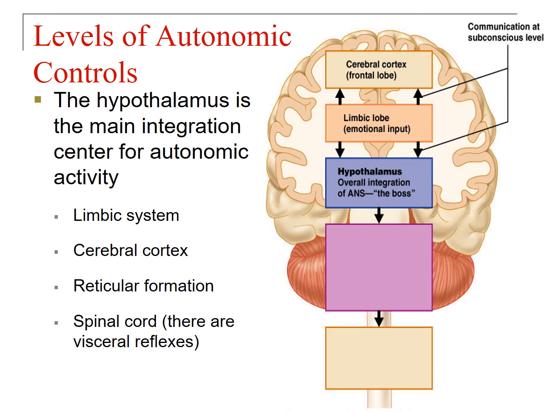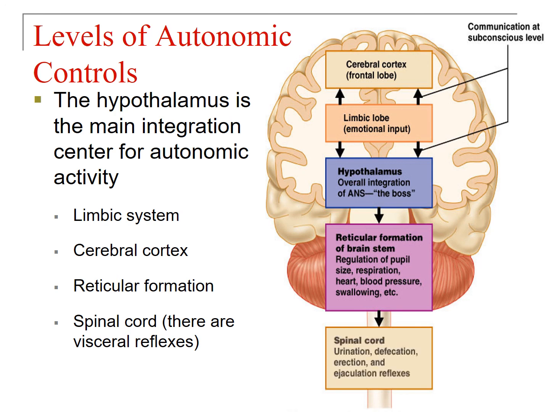Now, what the hypothalamus can direct is the reticular formation of the brainstem, which will regulate pupil size. It'll also regulate respiration, heart rate, blood pressure, swallowing, and so forth. And it will also regulate events down the spinal cord, which include urination, defecation, erection, and ejaculation reflexes. Okay, so you see the reticular formation being bossed by the hypothalamus and the spinal cord.